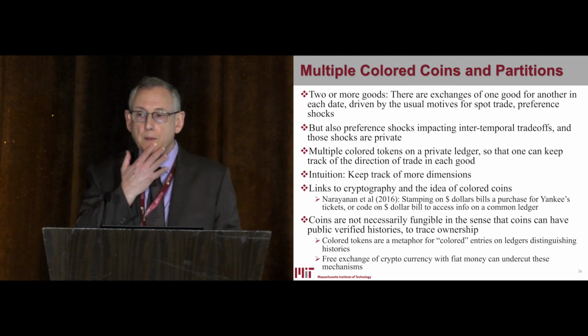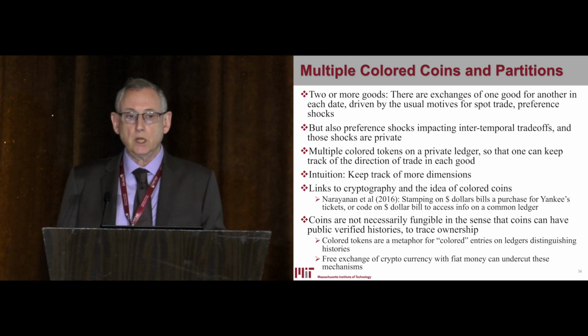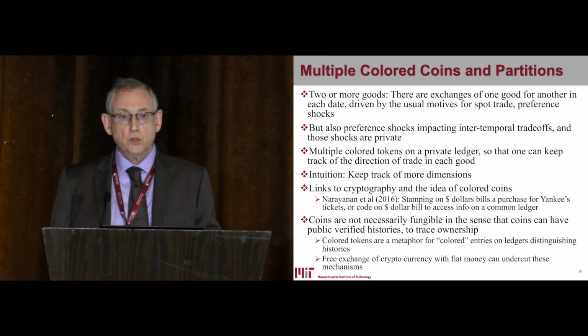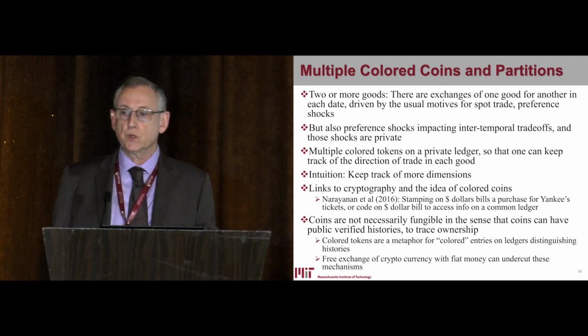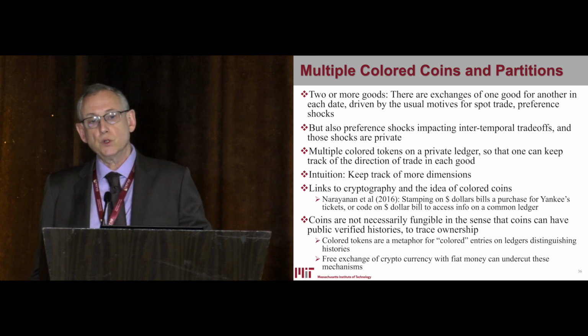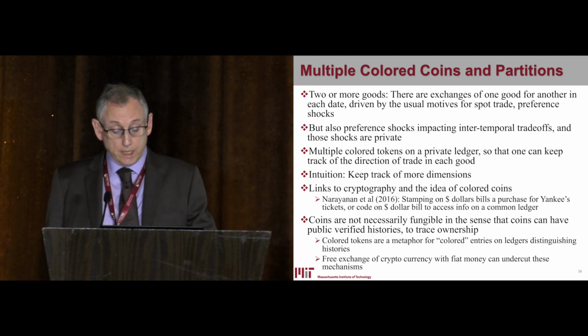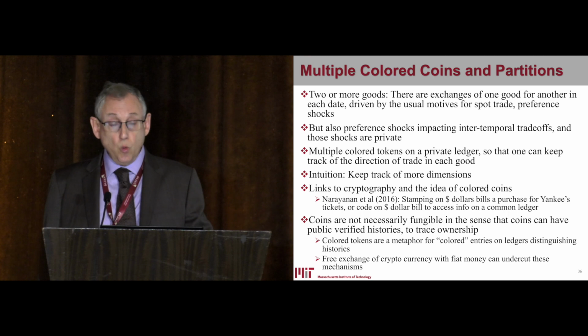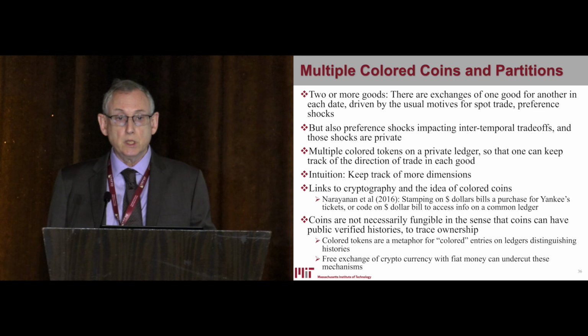And something very similar happens when you think about multiple colored coins. Namely, it's not just one token; you need different kinds of tokens. You need multiple colored tokens to keep track of the direction of trade in multiple goods, especially if you can have these preference reversals that make people wish they had done a different transaction in the first period, but you can't go back in time.